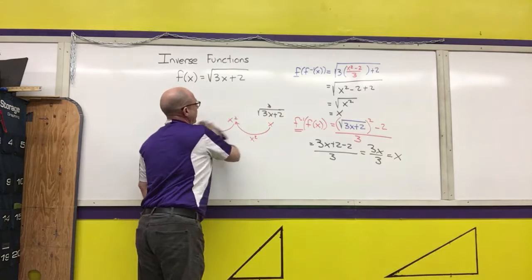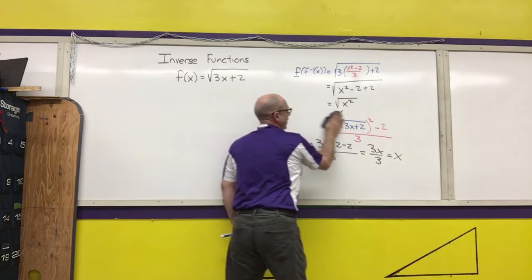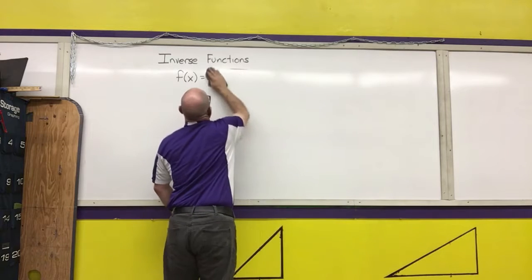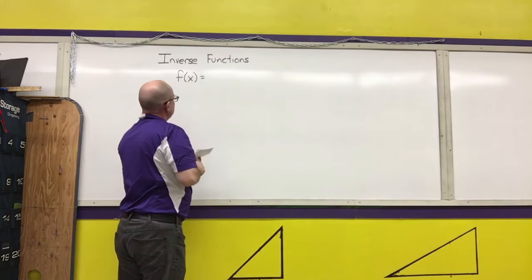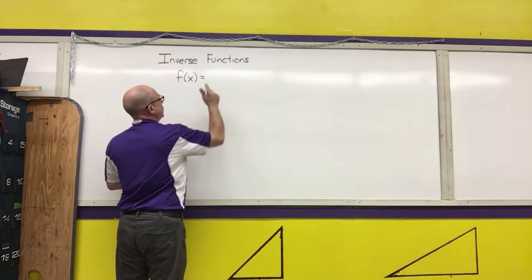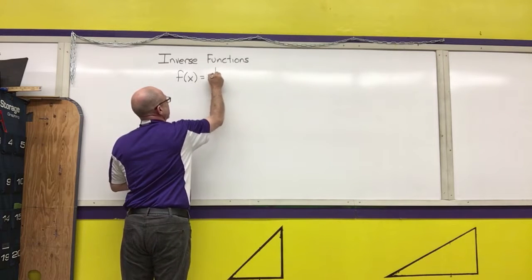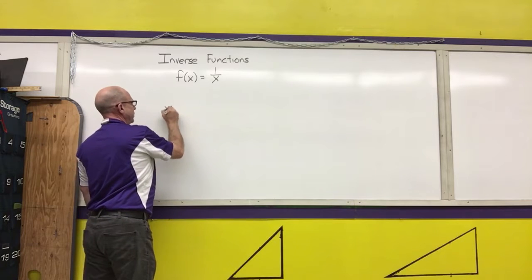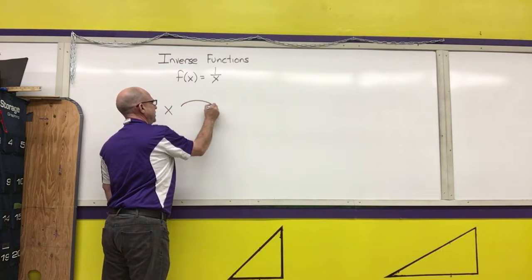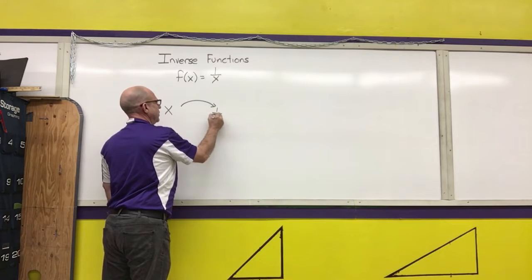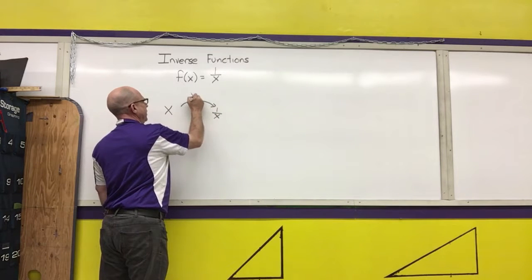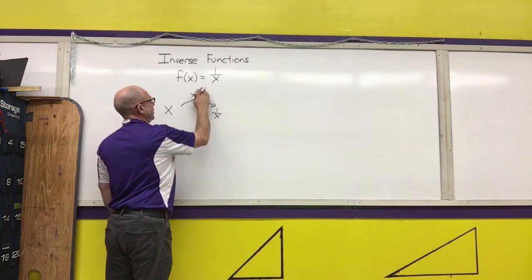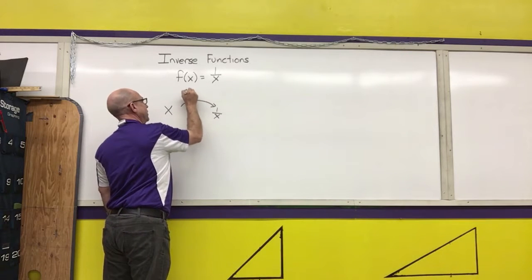Finally, I'm going to look at a function that we have seen before, and that is 1 over x. So if I start out with x, what do I do to it to get 1 over x? Well, I raise it to the negative first power. Or you can say, take the reciprocal of it.